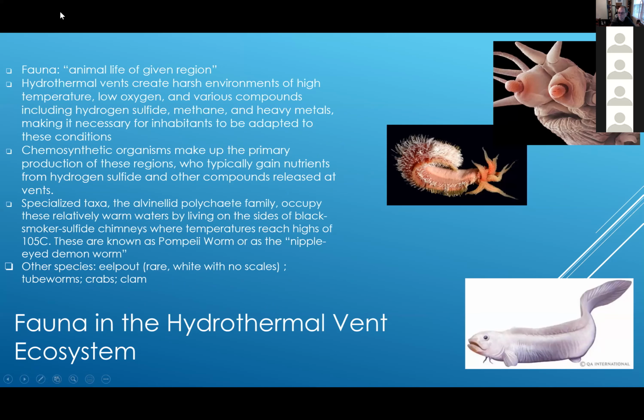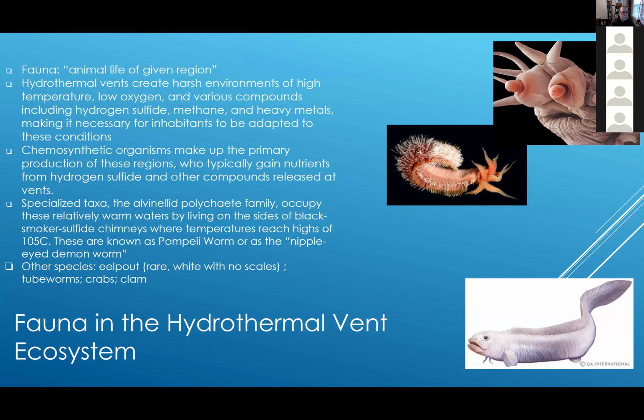So the fauna in these hydrothermal vent ecosystems, fauna is another way of saying animal life of a given region. The animals found at these communities are fast growing and good at dispersing to new sites and have high levels of reproduction.